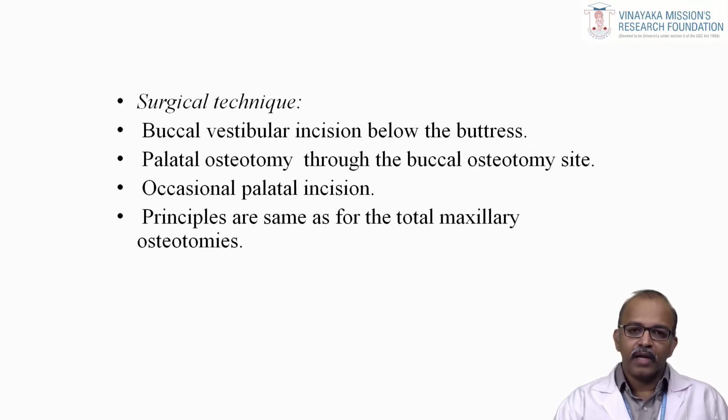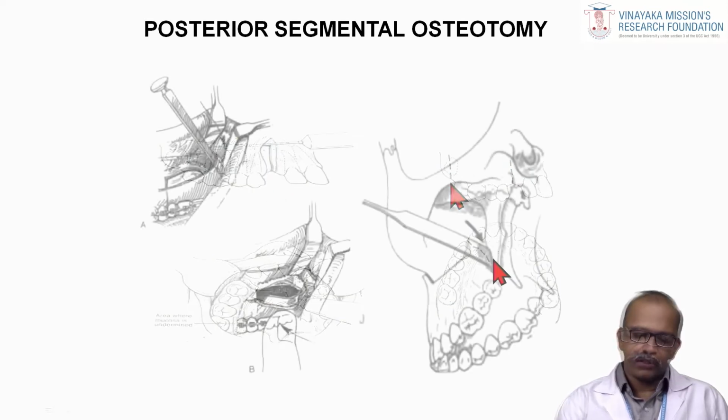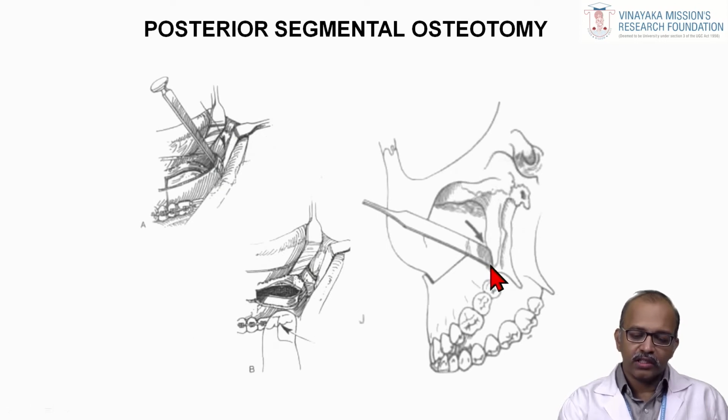The technique would be a vestibular incision below the buttress to expose the bone, maxillary buttress, maxilla and posteriorly, and then osteotomy is done buccally and very rarely a palatal incision is done, and then pterygomaxillary disjunction. This is the cut. This is how the pterygomaxillary disjunction is done with the help of an osteotome, and then repositioning.